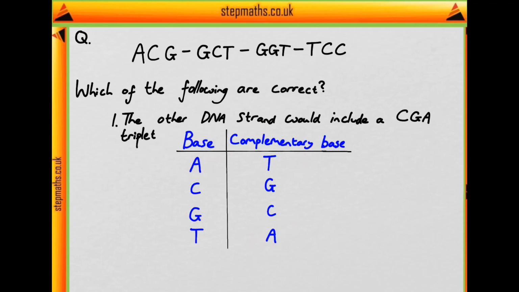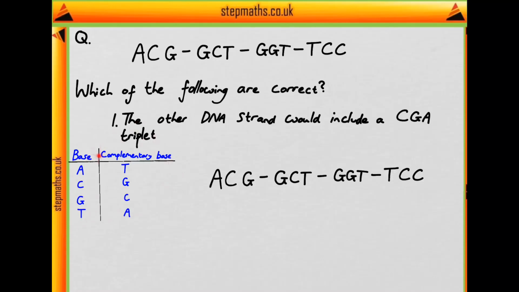So now, using these complementary base pairing rules, we can work out what the base sequence of the other DNA strand would be using the base sequence from this DNA strand. So, what would that be? The first triplet would be TGC, as all of these bases are complementary. The second would be CGA. The third would be CCA, and the fourth would be AGG.